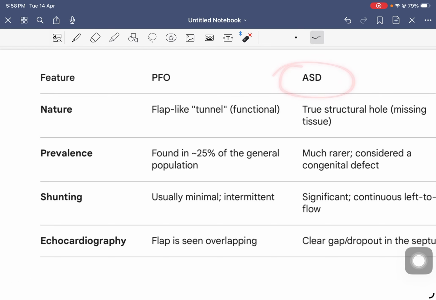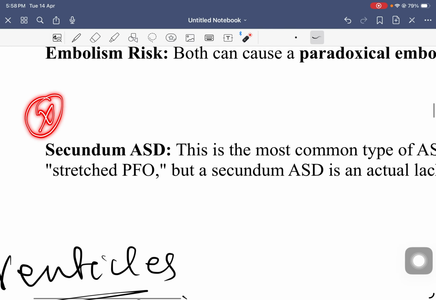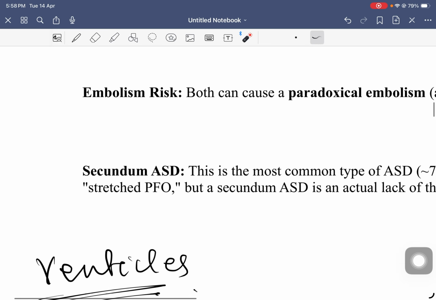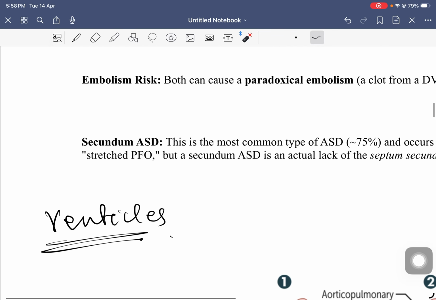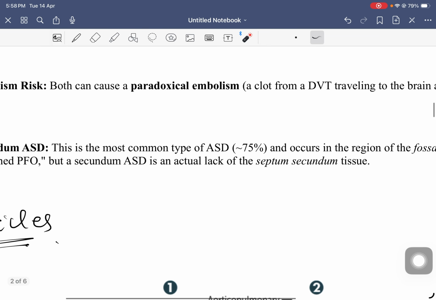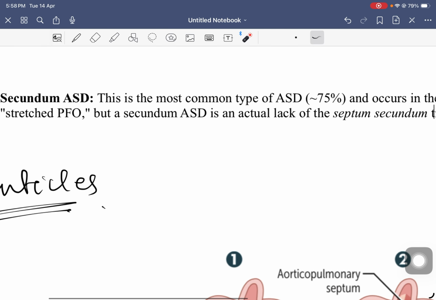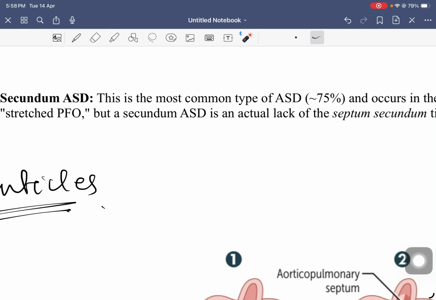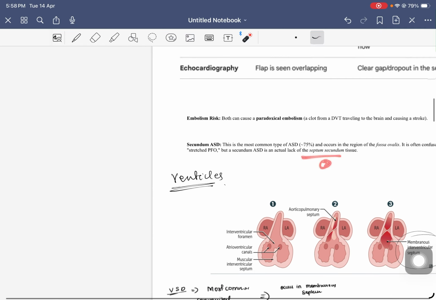So there are many forms of atrial septal defect which I'll cover in another video. But this is the most important point to know, because the most common type of atrial septal defect is secundum type. It is the most important form and it occurs in the region of the fossa ovalis. It is often confused with stretched patent foramen ovale. Remember this one. But a secundum atrial septal defect is an actual lack of septum secundum tissue.